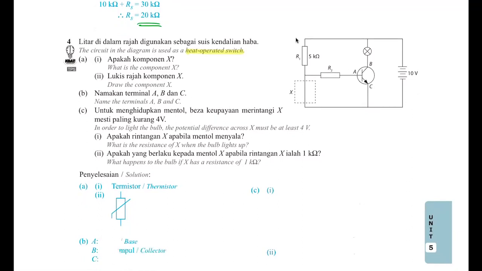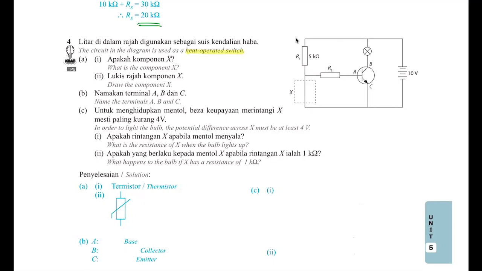Okay, next. B. And lastly is emitter. Okay, next one. C.